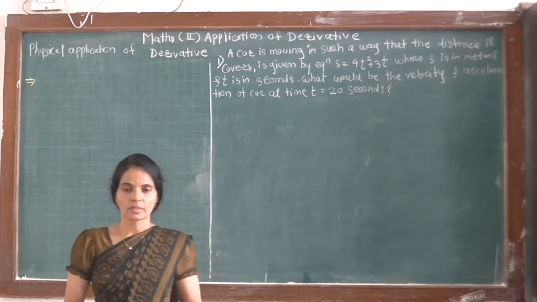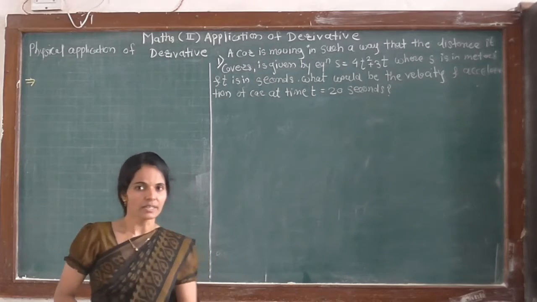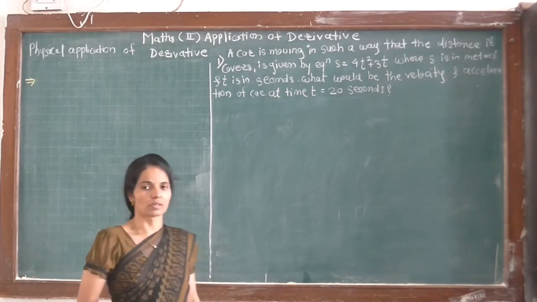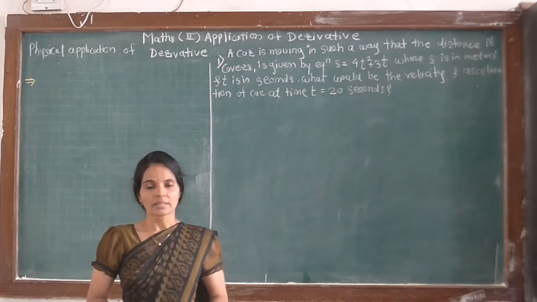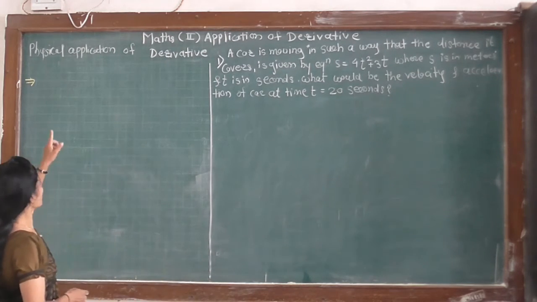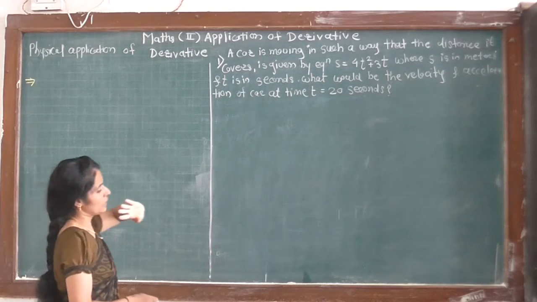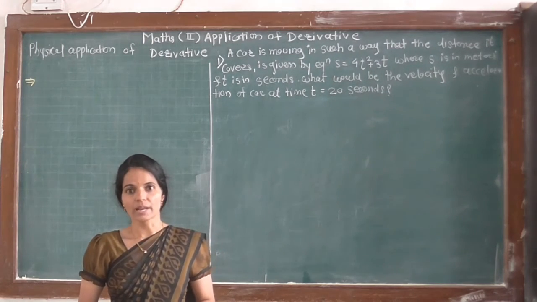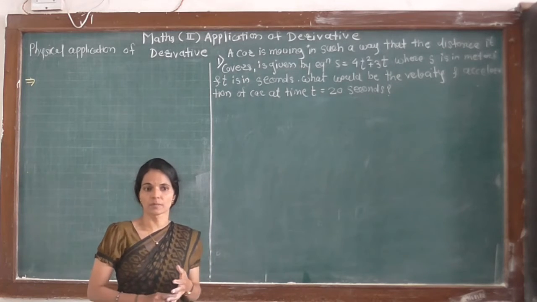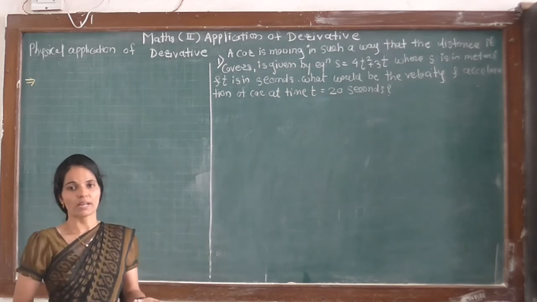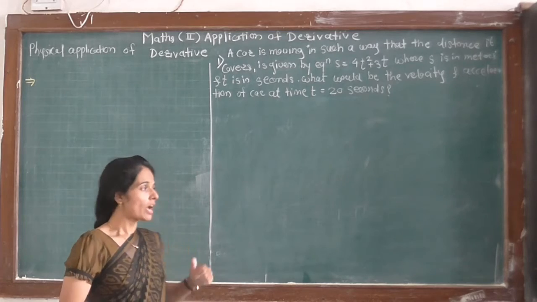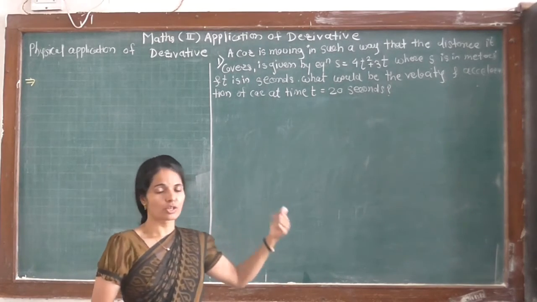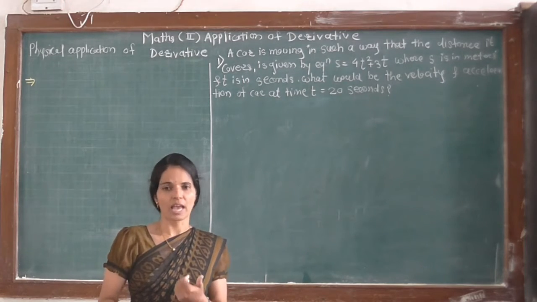Welcome student. Now we are starting our next application of derivative, and this is nothing but a physical application of derivative. In this application we can find the velocity and acceleration if the distance of a particle is given. So by using this application we can find the velocity and acceleration of vehicles, particles, and so on.